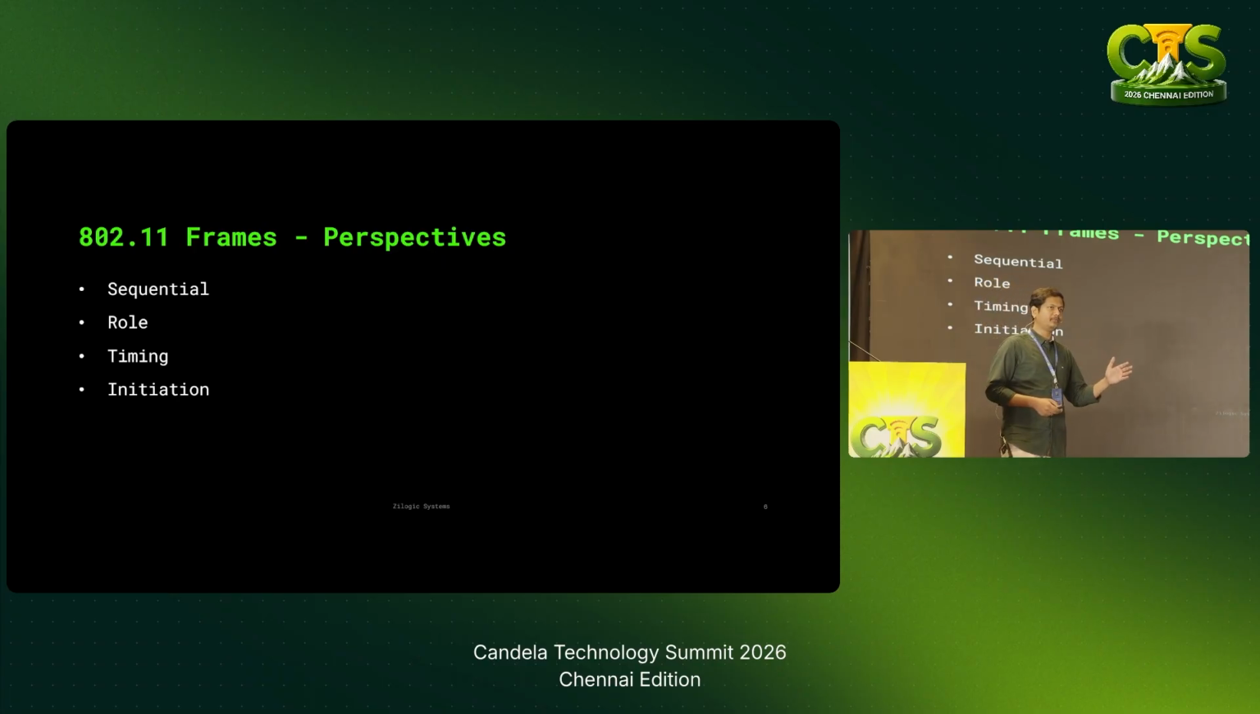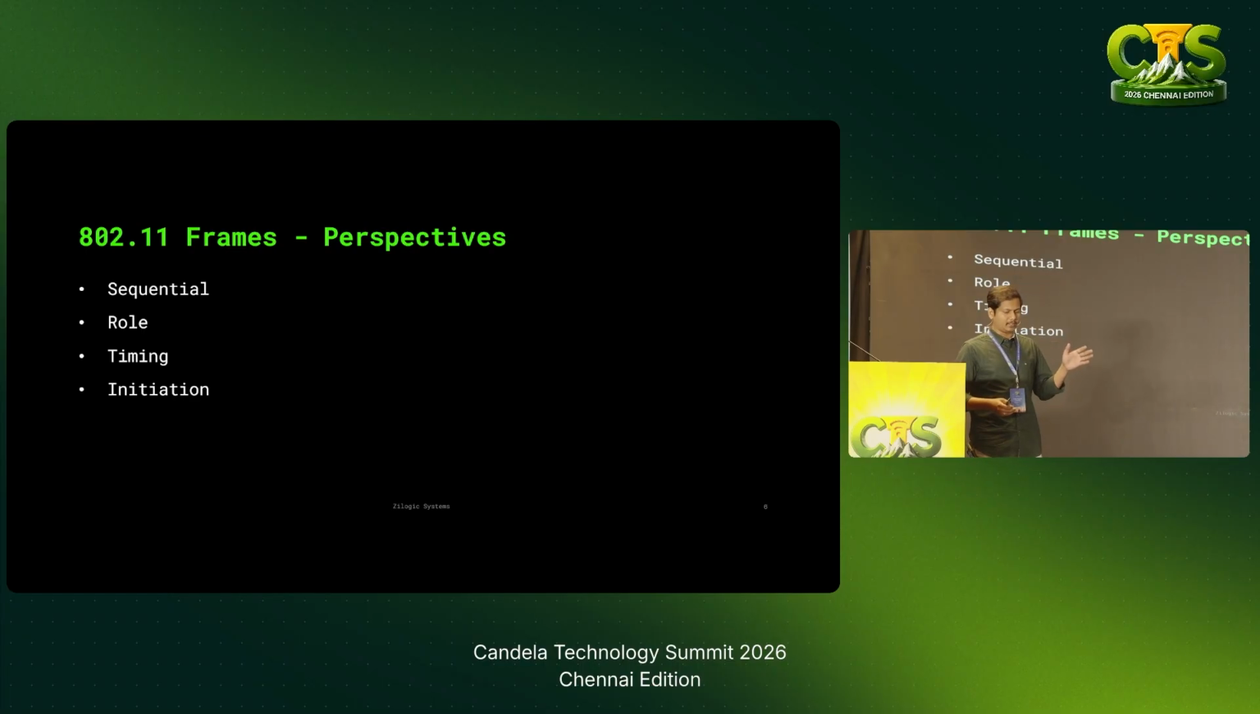One is sequential. The sequential lens is when the standard says after this frame, the next frame will go. That kind of sequence gives you a different perspective of what goes next and what initiates the next frame. The next is the role. We have AP, STA and multiple roles in Wi-Fi. A role gives a different perspective of what actually generates a frame in the wireless medium, whether an AP initiates a particular frame or a STA initiates it.